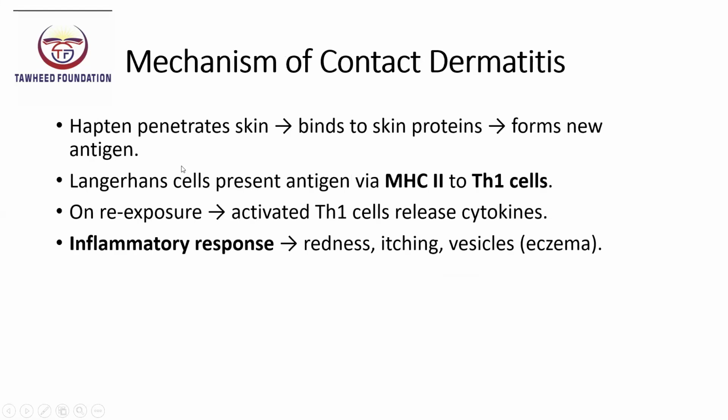Next is mechanism of contact dermatitis. So the mechanism involves several steps. First is hapten penetration. Here, small molecules penetrate the skin and bind to proteins, forming new antigens. Second is antigen presentation. Langerhans cells process and present these antigens via MHC2 molecules to Th1 cells and lymph nodes. Third, cytokine release. On re-exposure, Th1 cells secrete cytokines that recruit macrophages and other inflammatory cells to the skin.